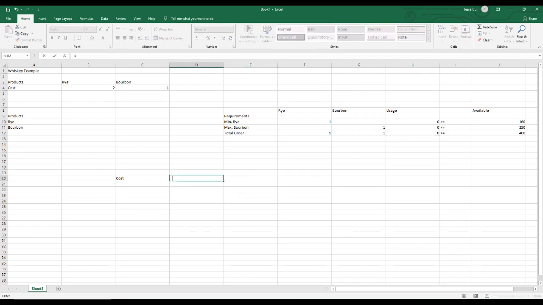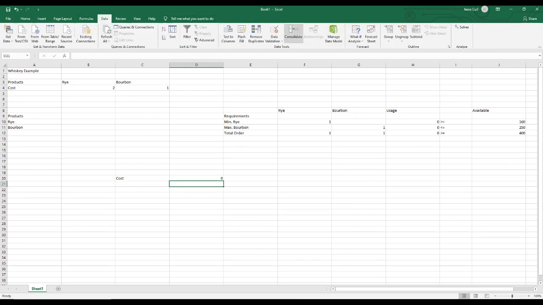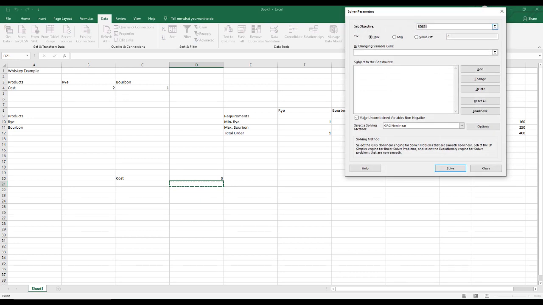Our total cost formula is very simple. Cost of rye times amount of rye plus cost of bourbon times amount of bourbon. And very simply, I'll come up here. We'll go to data, solver. This is where I have to be a little more careful. So our ultimate cost is down here in D20. I'm trying to minimize. The cells I run permutations of are right here. They do not have to be beside each other. I can click on different cells all over the spreadsheet, but I am keeping them beside each other.